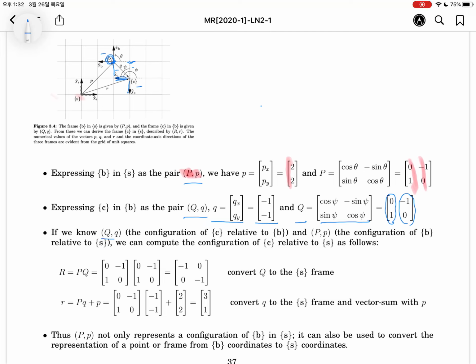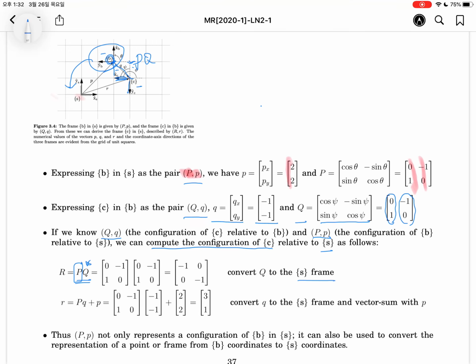Okay, if you know Q and q and P and p, then we can compute the configuration of C relative to S, not B. The rotation matrix Q, if we want to convert the base frame into the space frame, then the rotation P should be multiplied in front. So we can get this kind of equation. Actually, the P matrix acts like an operator to convert Q to the S frame.